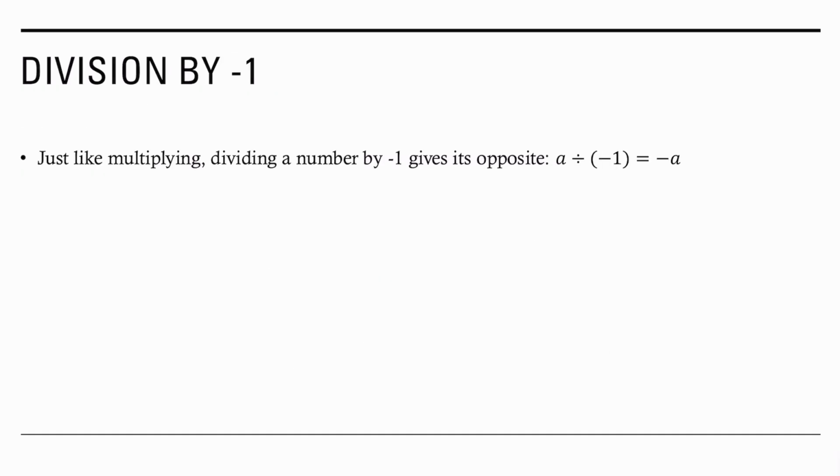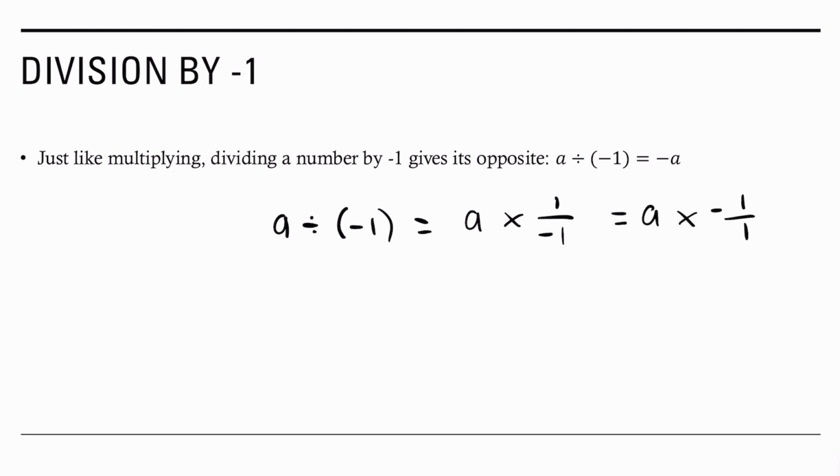So then division by negative 1. This is very, very similar. It's actually the exact same thing. Dividing a number by negative 1 gives its opposite. It's still just going to be negative A. So as an example, if we have A divided by negative 1, we could then write this as A times 1 over negative 1. And like I said before, it doesn't matter where that negative sign goes. It's still just going to end up equaling A times negative 1 over 1.